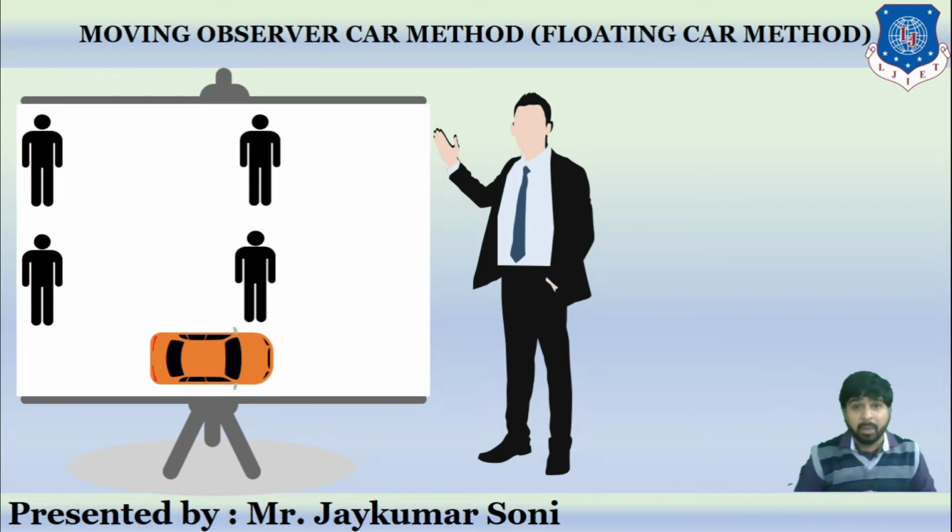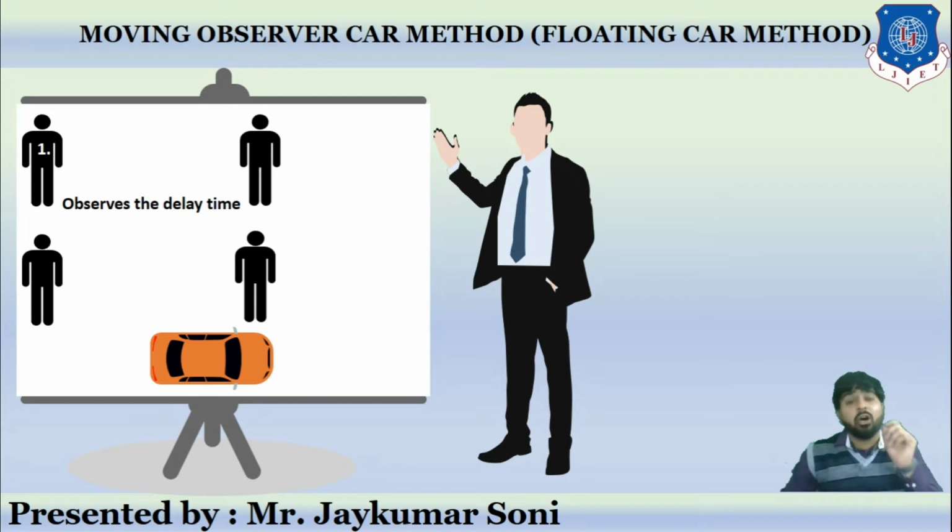Now, as I have mentioned, there are 4 observers who will be sitting in the car. The first observer will observe the delay time. It may happen that whenever the car is moving, due to a traffic junction, a stationary obstruction, or a moving obstruction, our car may suffer delays in the travel. So this observer will observe the delay time.